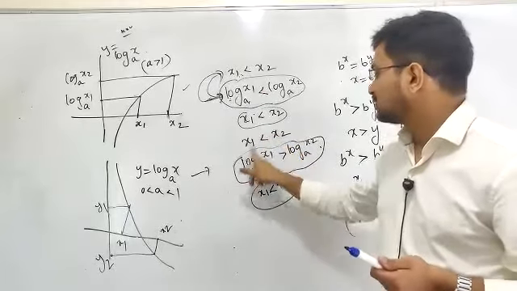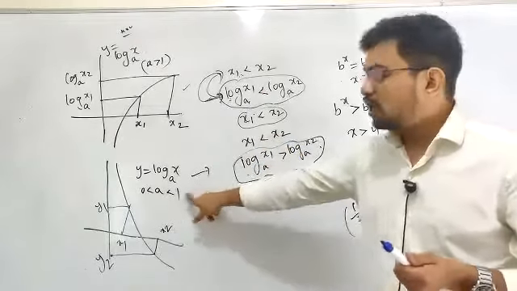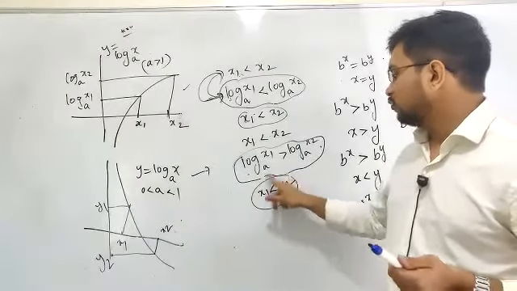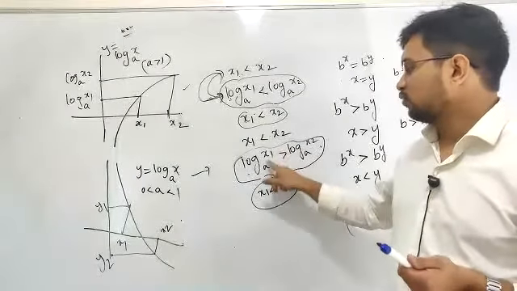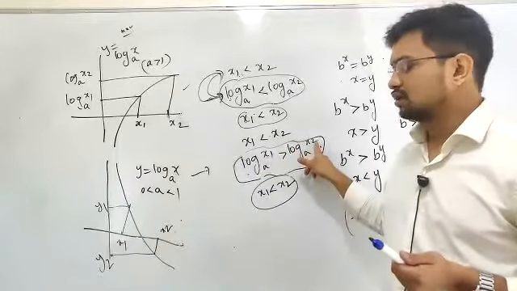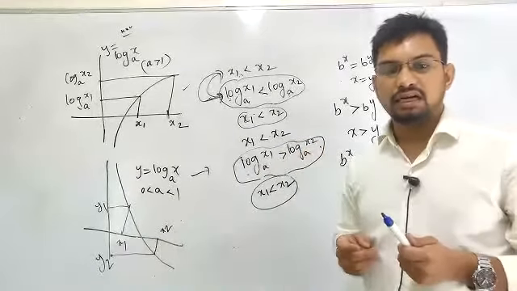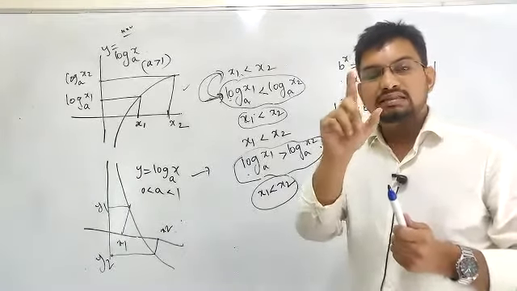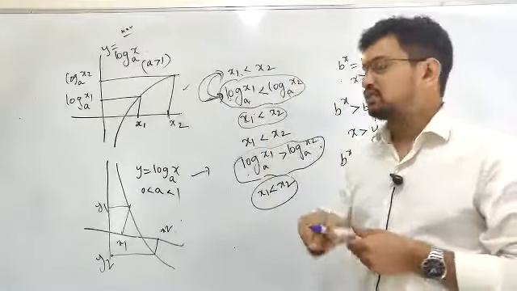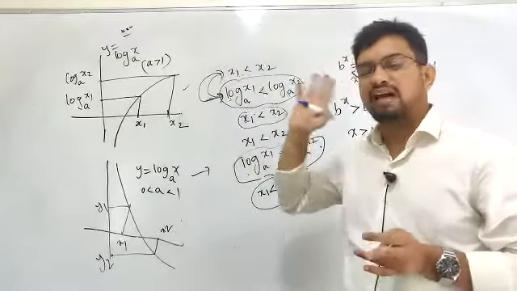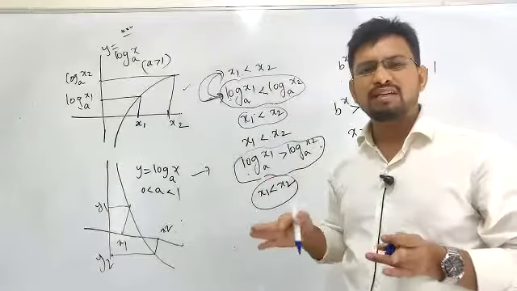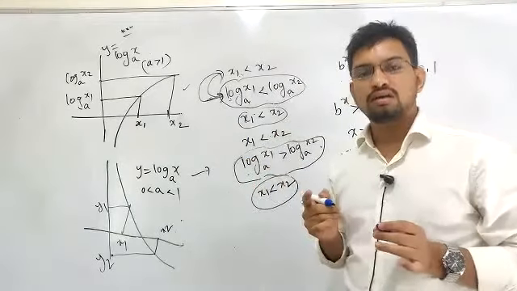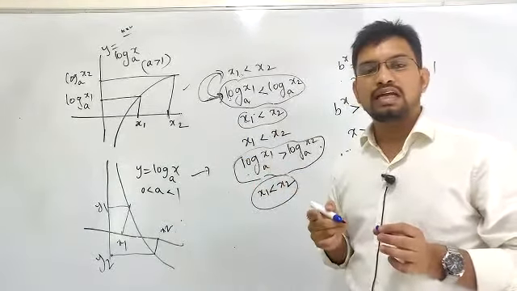If the base is lying between 0 and 1, the logarithmic inequality reverses. That is the basic idea. Base lying between 0 and 1, the inequality must be reversed. Base greater than 1, the inequality remains the same. These are two very important things, because many students make mistakes here. They'll be confused and they'll go wrong.